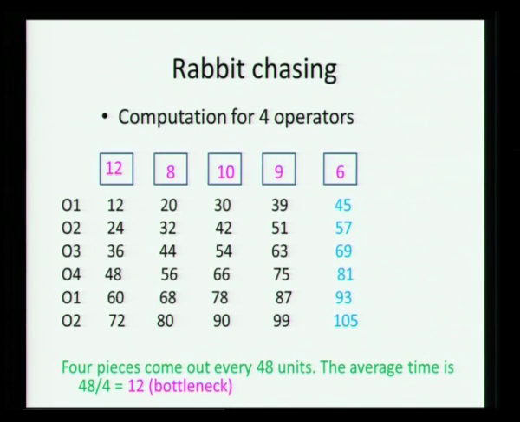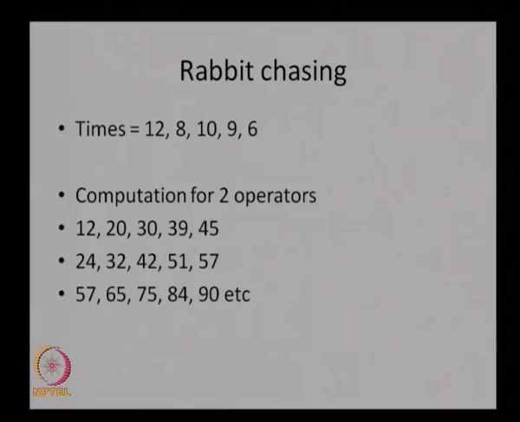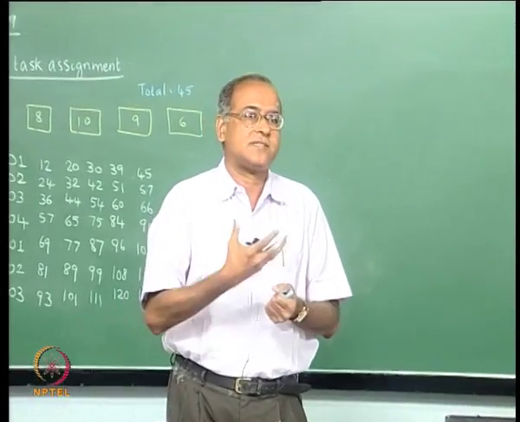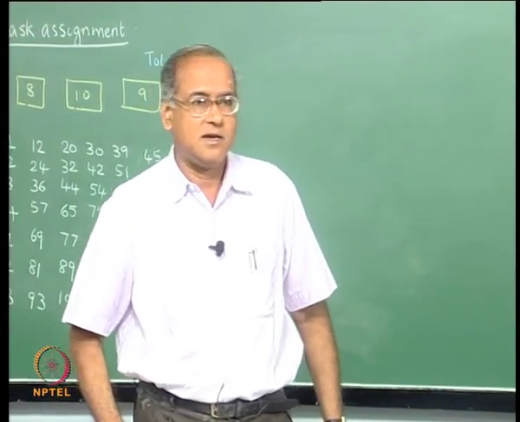Therefore, when we do this rabbit chasing, we should first find out the total and the number of operators. When the total by number of operators is more than the bottleneck time, the time per piece will be the total processing time by number of operators. When the total processing time by number of operators is less than the bottleneck, then the output will be the bottleneck. So, this is the first model that we have seen, which uses the idea of rabbit chasing and tells us how we compute the cycle time when operators follow each other. Subsequent models we will see in the next lecture.